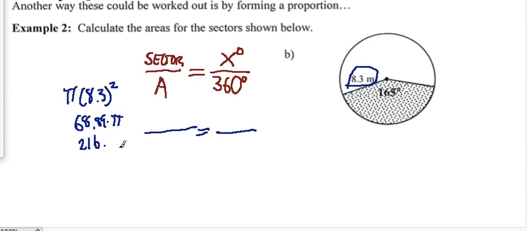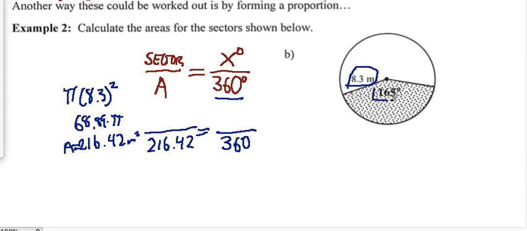216.42, in this case, meters squared, right? So that's the total area of your circle. So that means, good, now that I know what A is, using this piece of information, using the radius, I can put that number in here, 216.42. And then this 360, that always goes here. That's the easy one. That's the given.